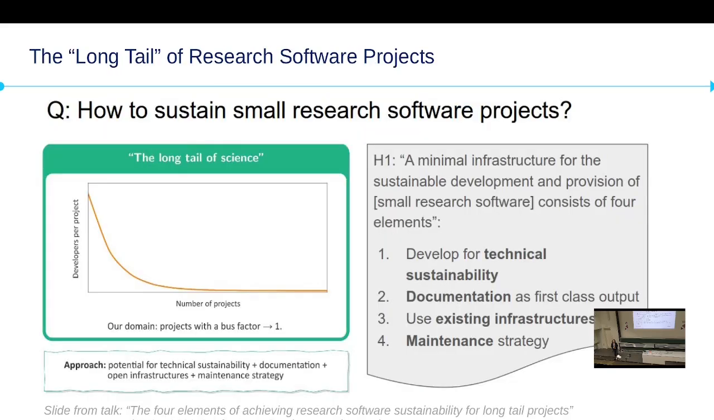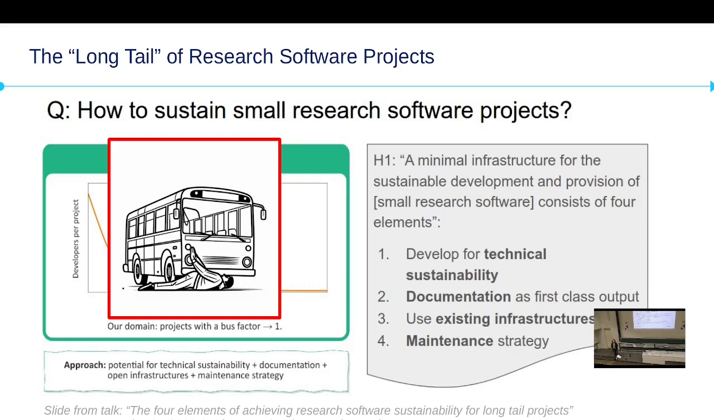In contrast, another nice talk I've seen at deRSE last year also summarized some of the problematic aspects of the volatile funding, small team sizes and people fluctuating. They call this the long tail of science. Basically, most projects have just a single developer on average, and we don't even know how long the person will stay. So this is a problem.